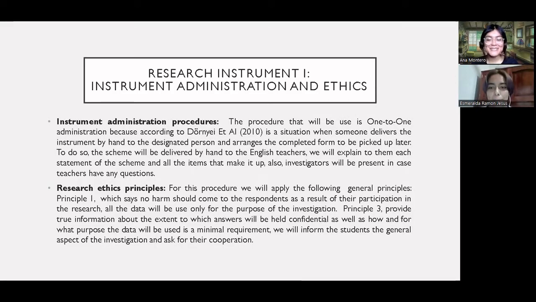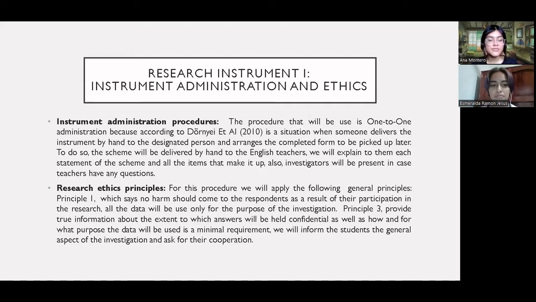The procedure that we are going to use is one-to-one administration, and the scheme will be delivered by hand to the English teachers, and we will explain to them each statement of the scheme and all the items that make it up. Also, we are going to be present in case the teachers have any questions.